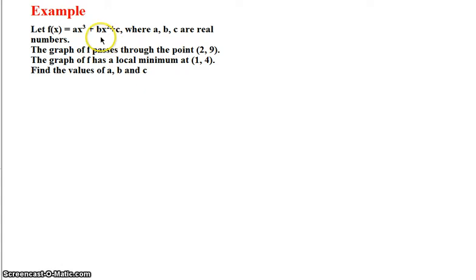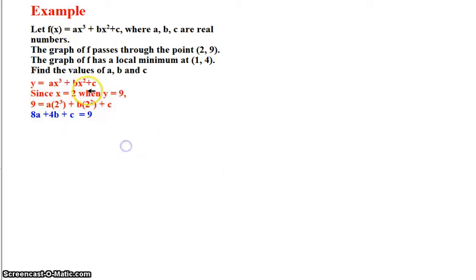So we have a cubic function, and we're given some information and we need to find a, b and c. So let's use this first sentence. The graph of f passes through the point (2, 9). This means that when x is 2, y is 9. Now remember, f(x) is the same as y.